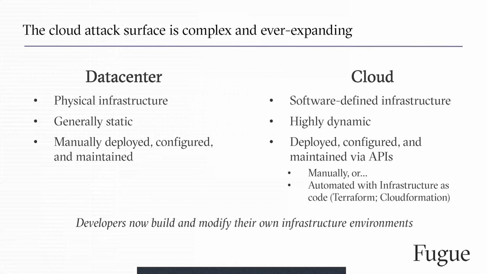Which means these things are deployed, configured, and maintained via APIs, application programming interfaces. That can be done manually through a web console or through the command line, or you can use things like Terraform or CloudFormation to do infrastructure as code, or Ansible, or Chef, or writing your own Python scripts, or Pulumi. There's a bunch of choices there.